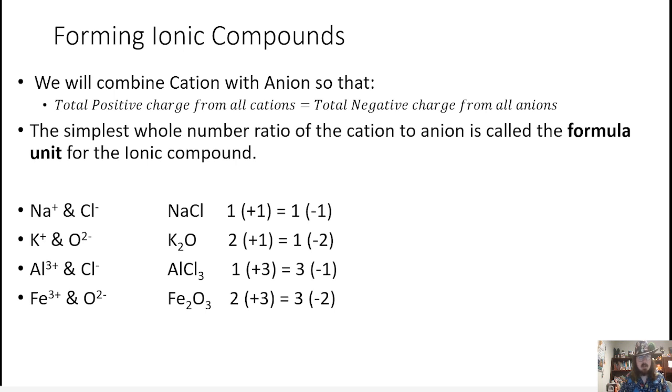They cancel out. One really cheap, cheesy way to do this is just take the number from the top of one and flip it down to the bottom of the other. But we must always, always simplify, because if I have a +2 and a -2, it's not 2 and 2, it's 1 and 1. It's always the simplest ratio.